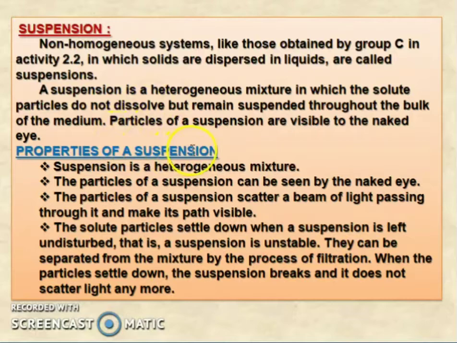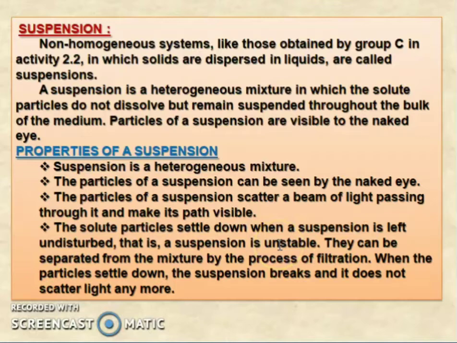So the properties of a suspension. Suspension is a heterogeneous mixture. The particles of a suspension can be seen by the naked eye. The particles of the suspension scatter a beam of light passing through it and make its path visible. The solid particles settle down when a suspension is left undisturbed. That is, a suspension is unstable.